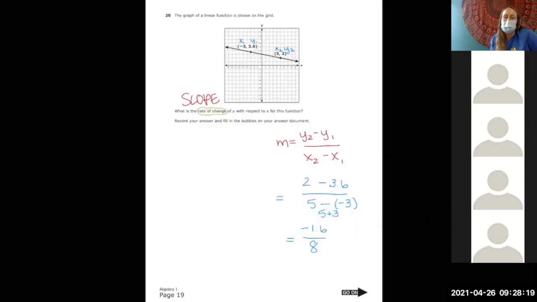So this is a bubble in question. So actually, we would just be doing -0.2, and that's what we'd be bubbling in. You would not be bubbling in 1/5.